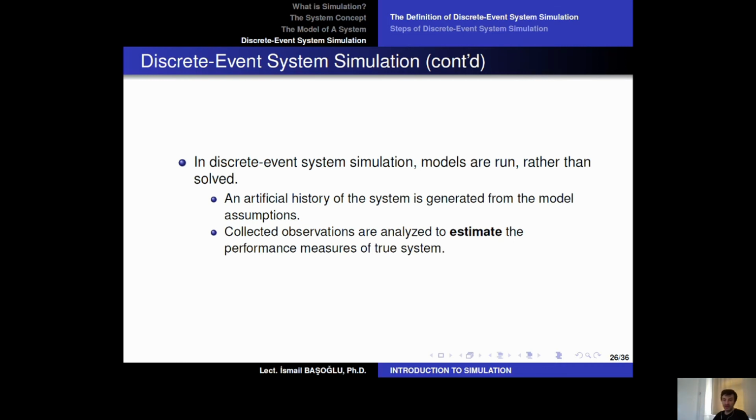So the model should be valid enough to accurately estimate the true performance measures, which you will not be able to know in any other way, because it is impossible for you to run an experiment over the real system. You wouldn't know the actual performance measures if you intended to make an experiment or make a change in the system. It is impossible. So what you can do is to create a valid model of that system and run a simulation on that model, and then you can estimate the performance metrics after generating an artificial history.